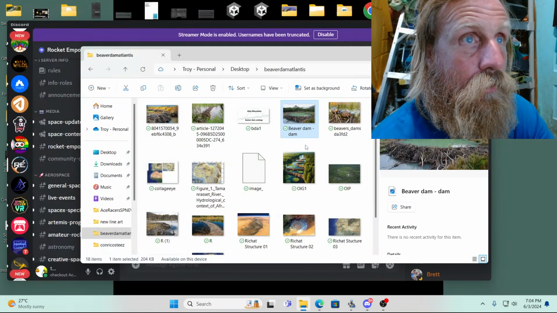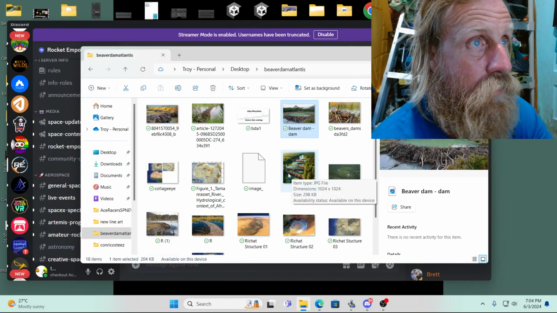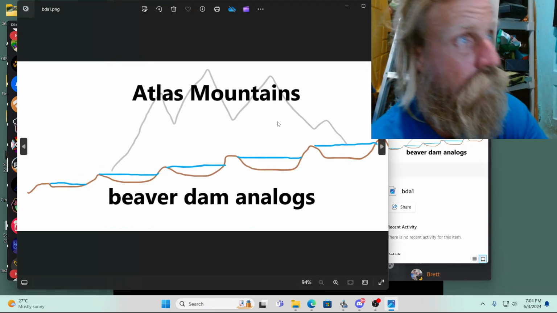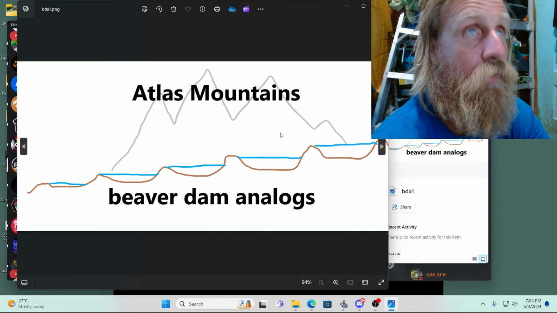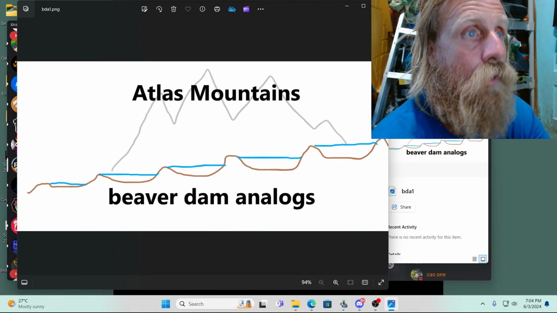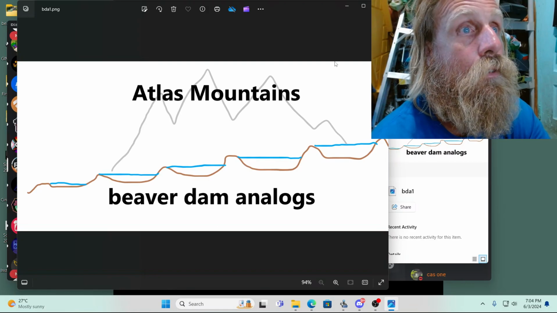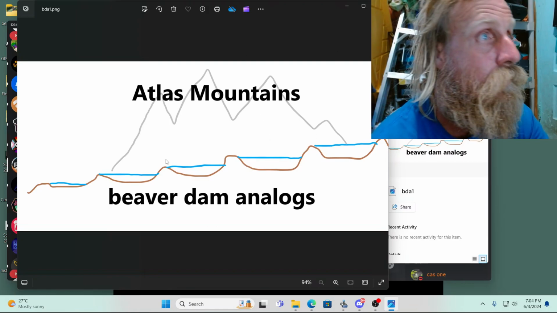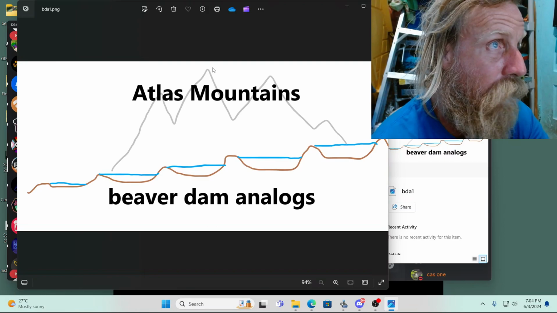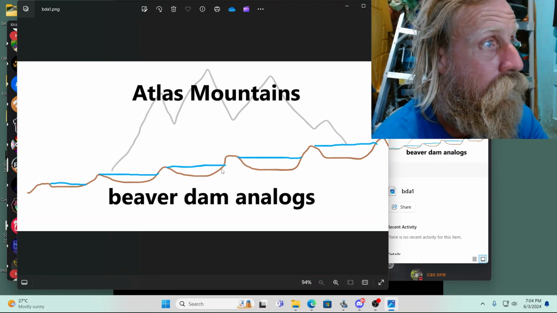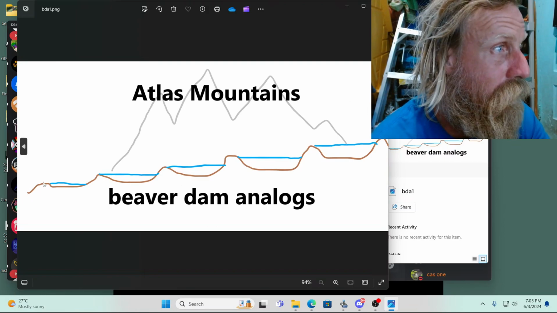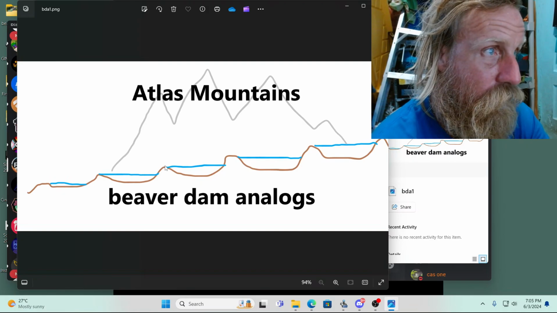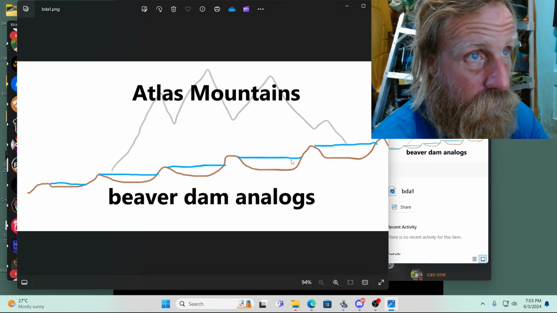So the objective of this video is to make something that looks a little bit like this. Here's a graphical representation of Beaver Dam Atlantis. What we can see here is the mountains, the Atlas Mountains nearby, and here's where the ocean is. And then here's all of the reservoirs as you go up in elevation.